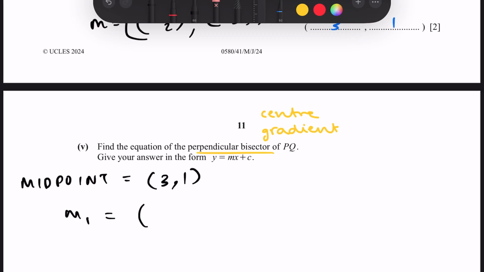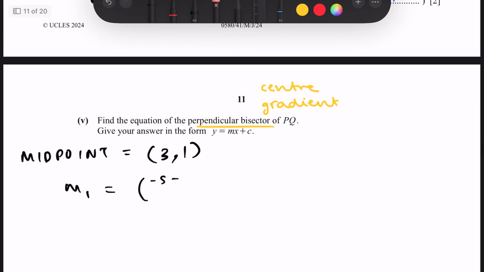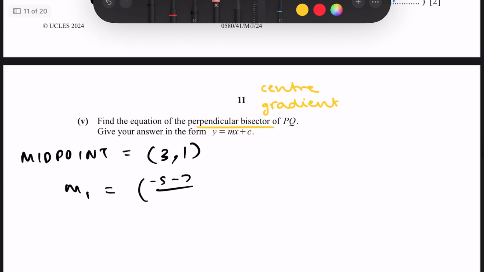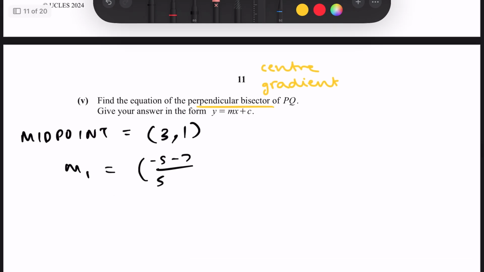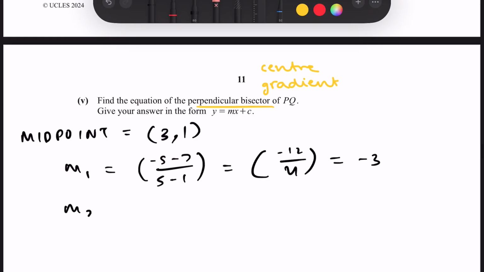So the y coordinate of Q is negative 5. So y2 minus y1, where y1 is equal to 7, divided by x2 minus x1, where x2 is 5 and x1 is 1. So this is equal to negative 12 divided by 4, which is equal to negative 3. Now M2 is equal to negative 1 divided by the value of M1, which is equal to negative 1 divided by negative 3, which is equal to 1 over 3.